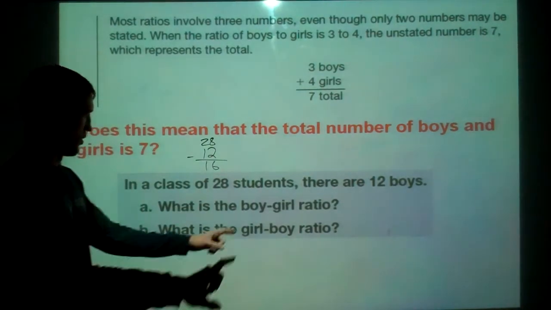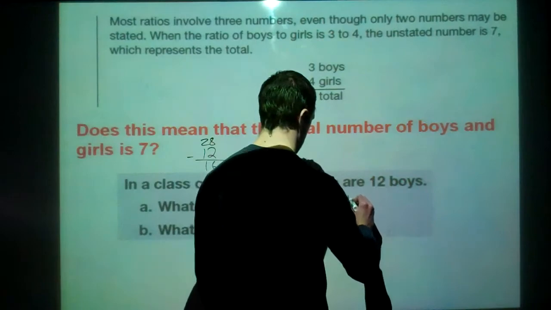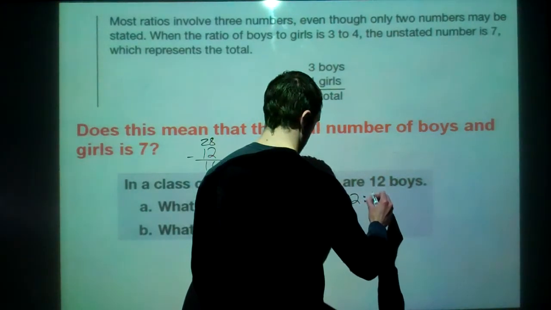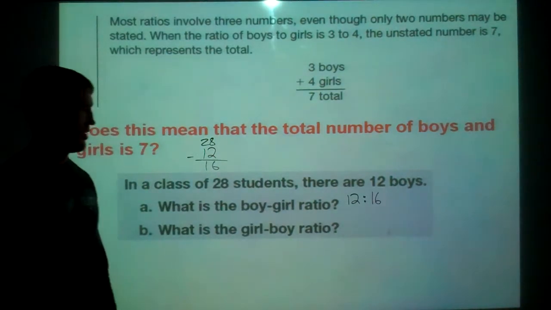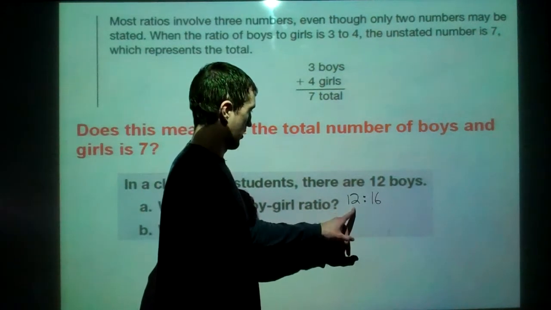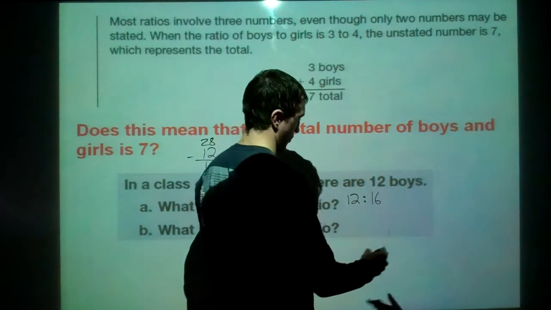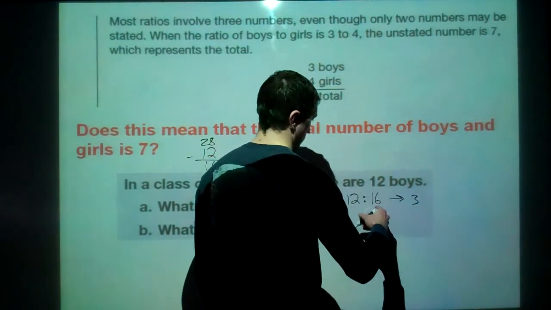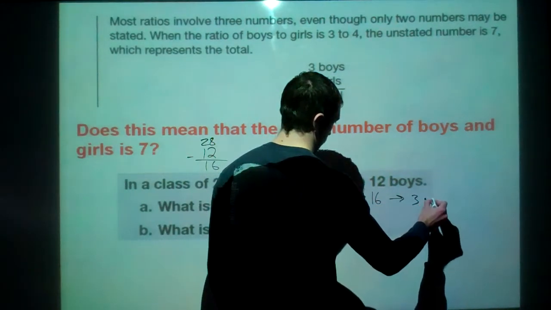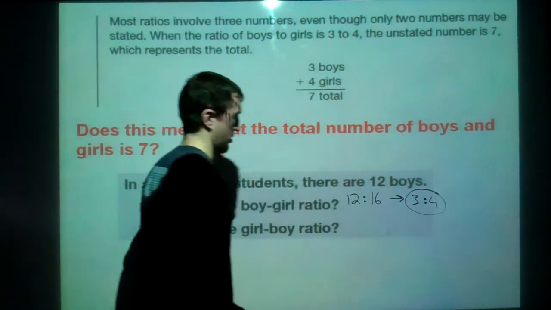So we get a ratio of 12 boys to 16 girls, and we can reduce that. We could divide each of them by 4. If we divide 12 by 4, we get 3. 16 divided by 4, we get 4. So there's your 3 to 4.